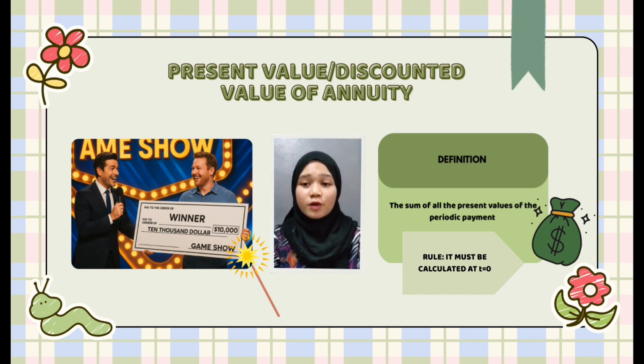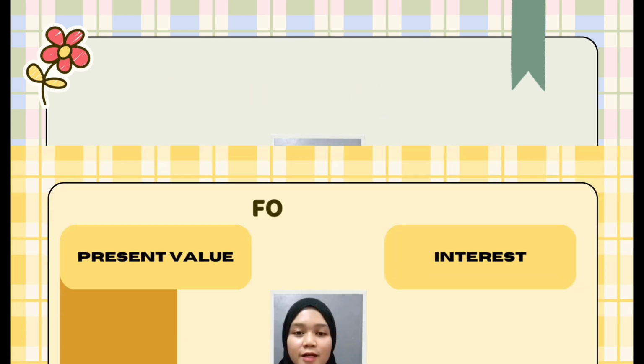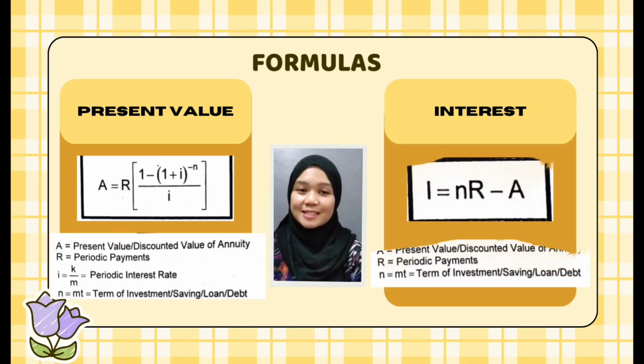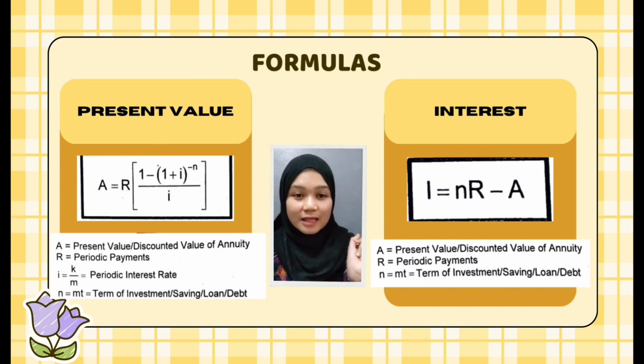But in present value, there is one rule that you must follow, which is it must be calculated at time equals 0, meaning right now. That's why it's called the present value. Now don't worry, I know formulas can look scary, but I promise you, this one is friendlier than it looks. Here is the magic spell. Let's decode it like a financial detective.